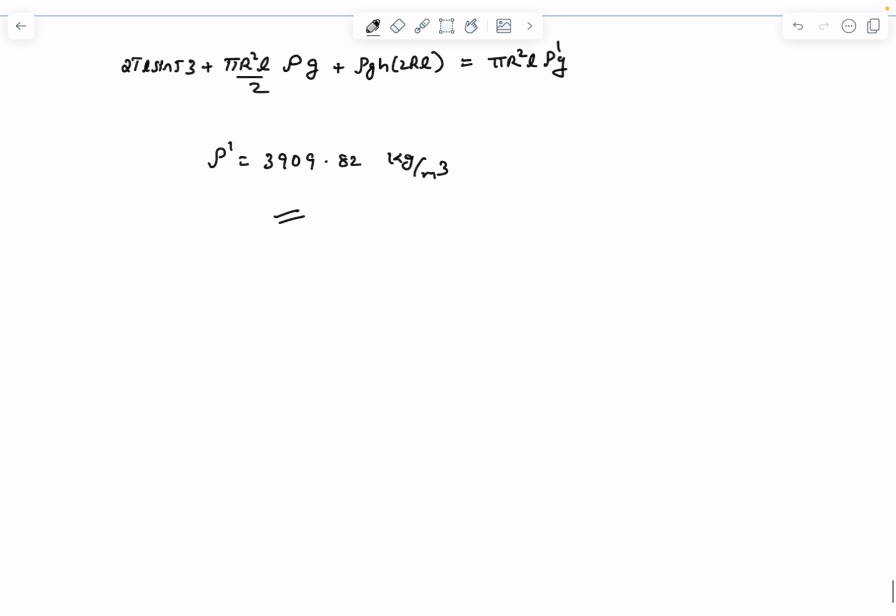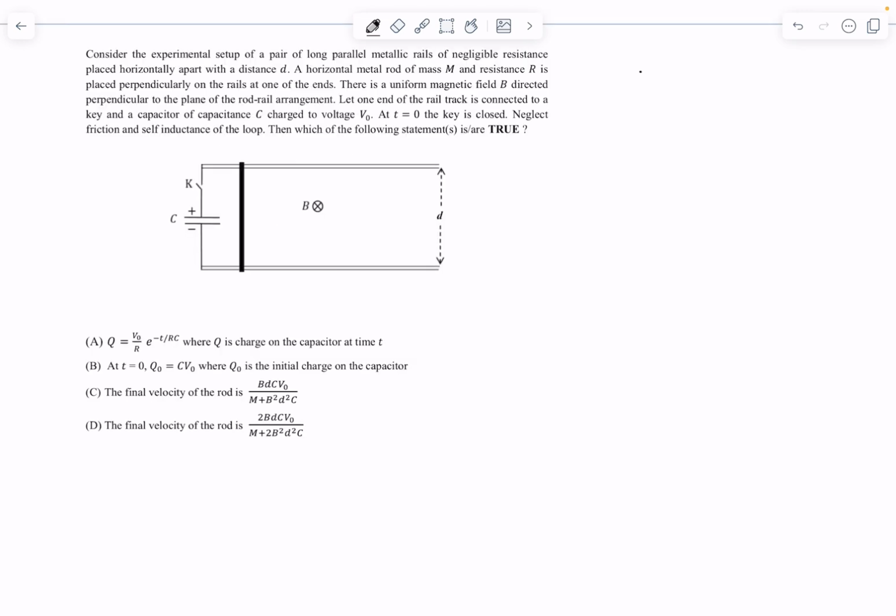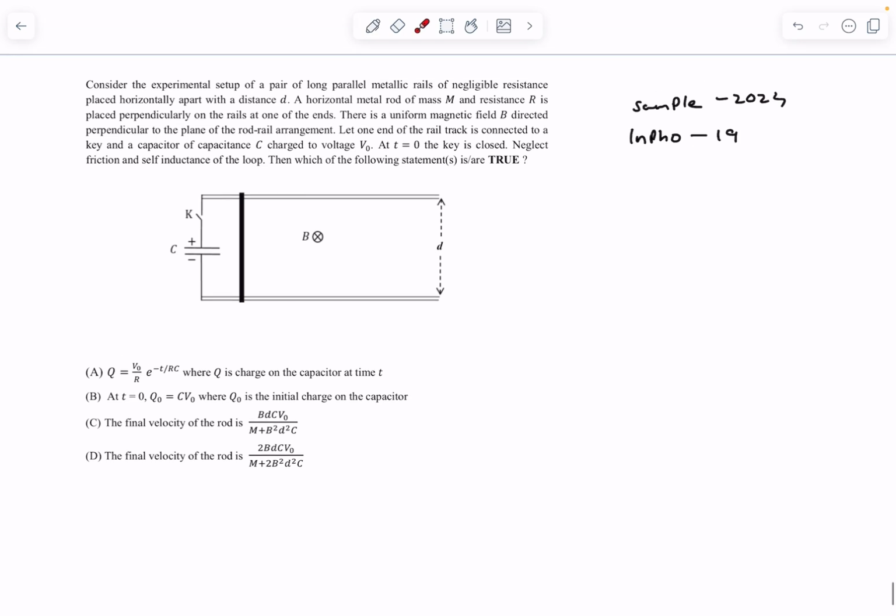Okay, so that was this question. Now let's move on to the last question. Yesterday IIT Kanpur actually uploaded a sample paper for JEE 2024, and this question was taken from that. This is basically an INPhO 2019 PYQ. So let's read the problem statement.